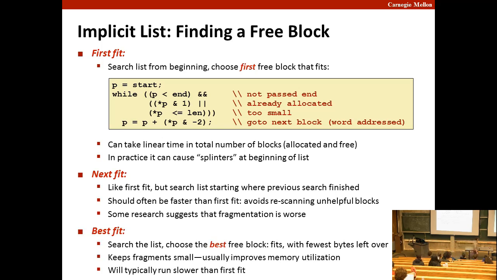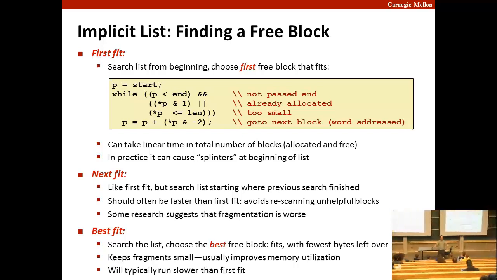Best fit, in the case of an implicit list, is sort of unfortunate because my list is address ordered. So if I want to know the best fit, I have to search the entire list first, keeping the best I've seen so far, and then go back and use that. So it improves utilization, but at a cost to throughput.